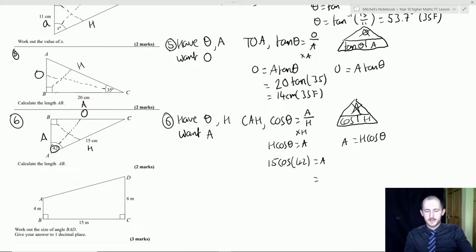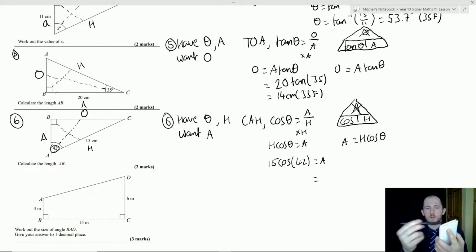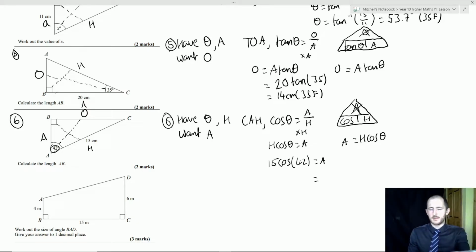Type it into a calculator, 15 cos 42. Again, it doesn't matter if you put a times sign between the 15 and the cos or not, whichever way, it's fine. And to three significant figures, it's 11.1 centimeters.